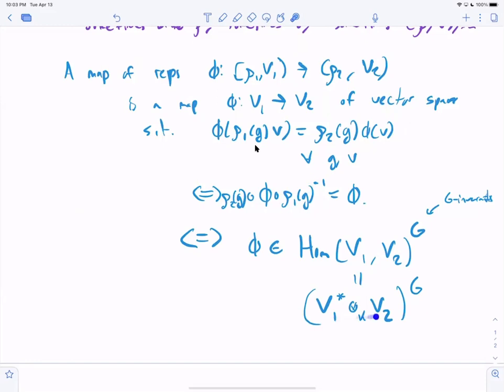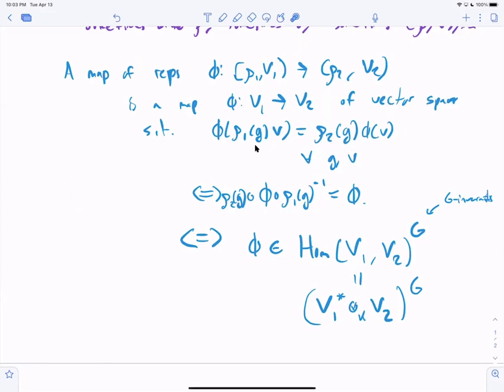And then there's an action on this tensor product, so you just act on each factor in the tensor product. This space has a natural G action, which agrees with the natural G action here, so you can write this either way. The point is that saying you have a map of G representations is the same as saying you have a map of vector spaces that's invariant under the natural G action, which is equivalent to saying the G action commutes with phi. And so it's the same thing.